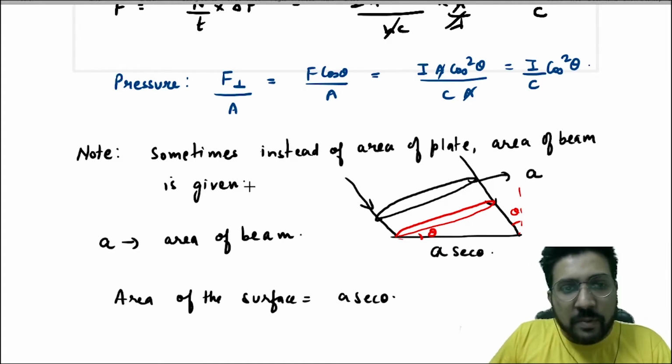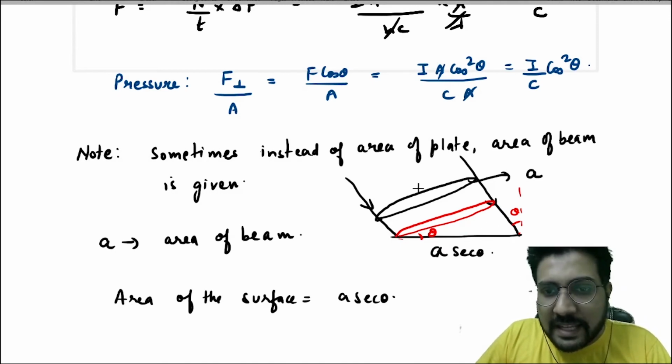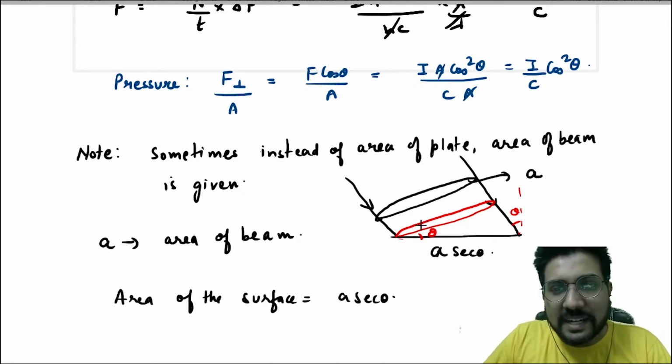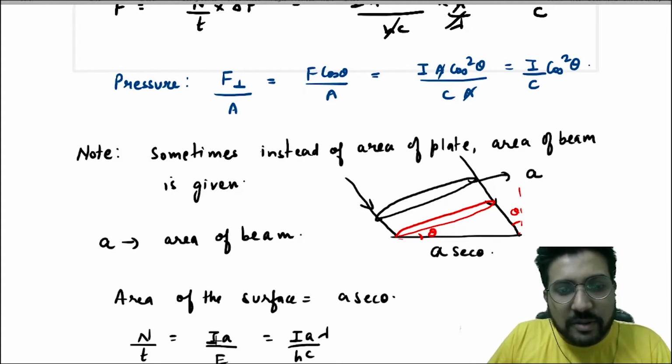Okay. And what is the number of photons striking this surface per unit time? Because this area of the beam, small a, is already perpendicular to the beam. So I'll write directly n by t is equal to IA by E, and E can be written as hc by lambda.